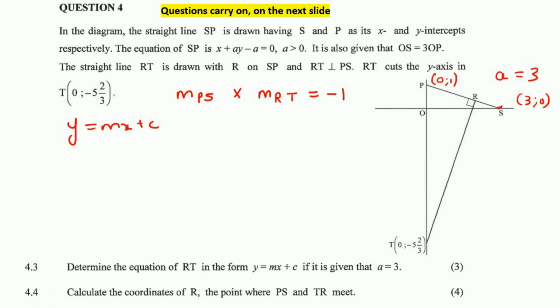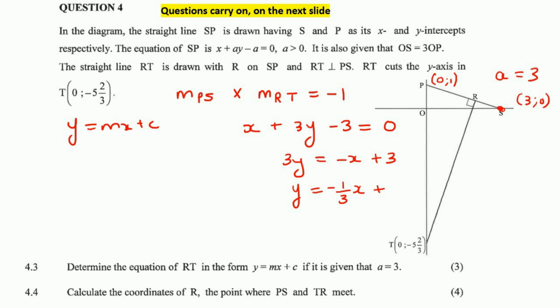So we can definitely get the gradient of PS. You can do that in two ways. You could work out the gradient using these 2 points, which we found, or you can take the equation of the line PS and rearrange it so that it looks like a straight line. We know that the value of a was 3. See what I did? I plugged the value of a into this equation, and now we can get y by itself. We do that by dividing everything by 3. 3 divided by 3 is 1. Okay, so that is the equation of PS.